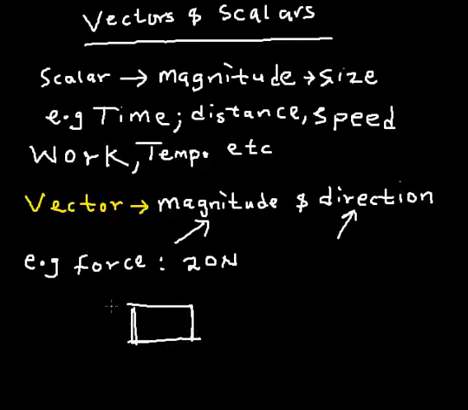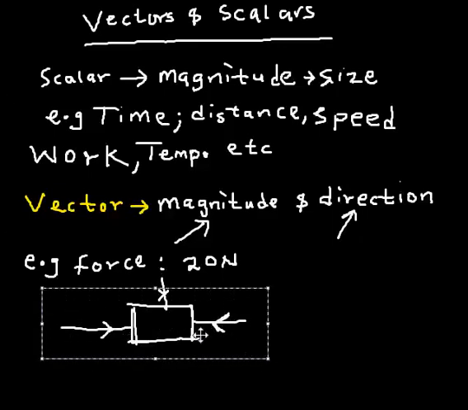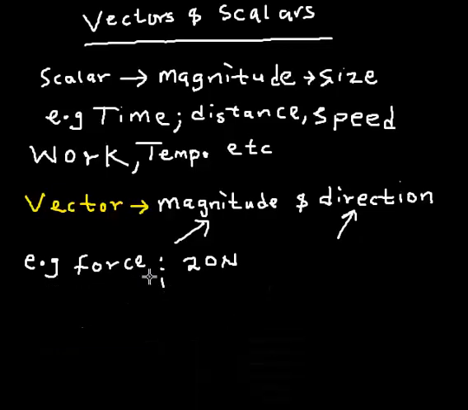Where is the force acting? Is it pushing the body forward, or is it acting on the body to push it backward, or is it acting downward? So direction matters in a vector quantity, because the direction of a vector quantity definitely will influence its magnitude. So a vector quantity is always represented in magnitude and of course in direction.